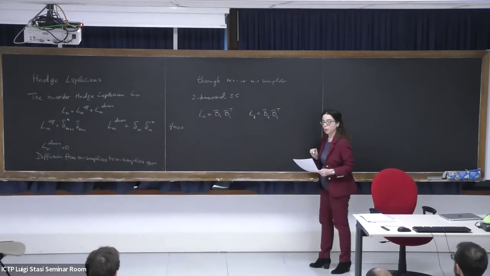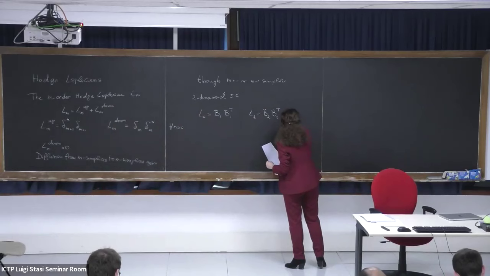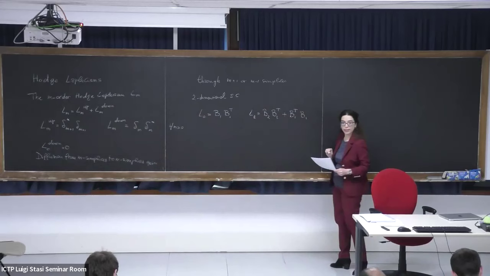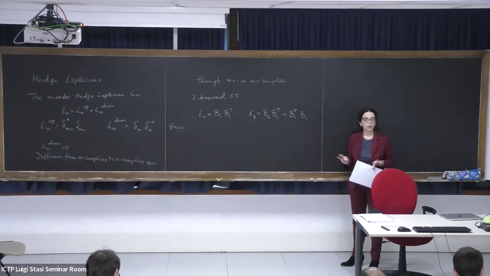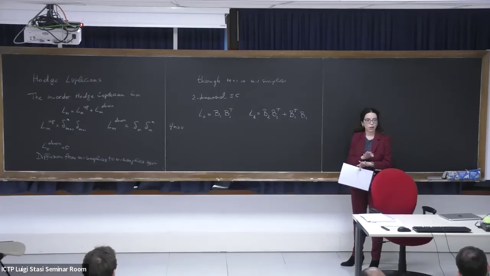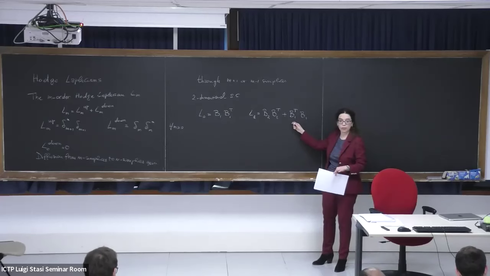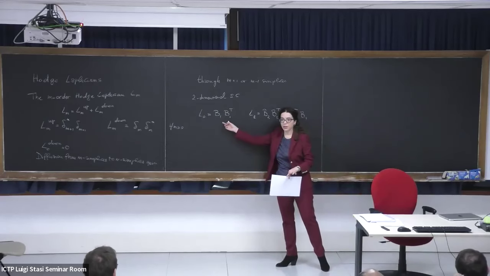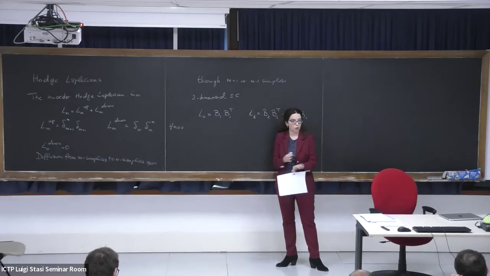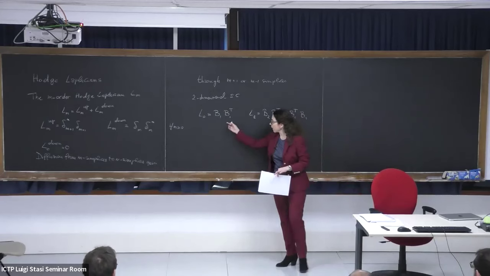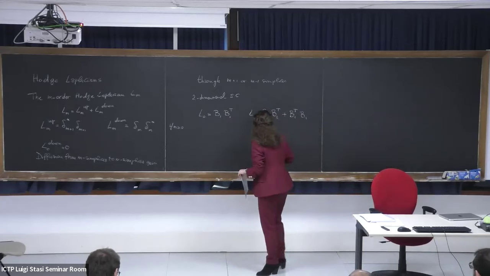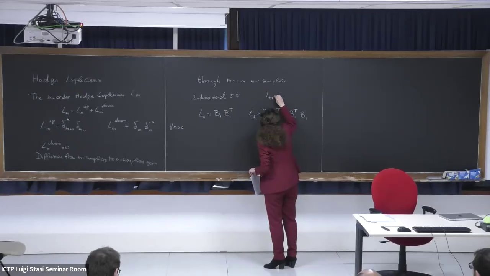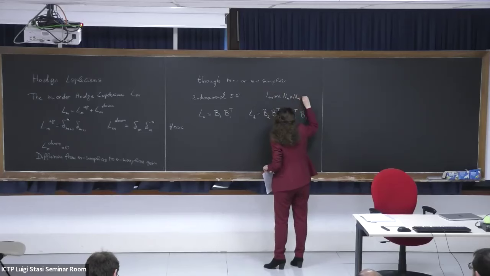So L1 up has the same expression with B2, and L1 down you go in this other way. Okay, so you have rectangular matrices. So from a rectangular matrix, by doing B1, B1 transpose, you get a square matrix on the one dimension. If you do the multiplication the other way around, you have a square matrix of another dimension. So these Lm are Nm times Nm matrices.